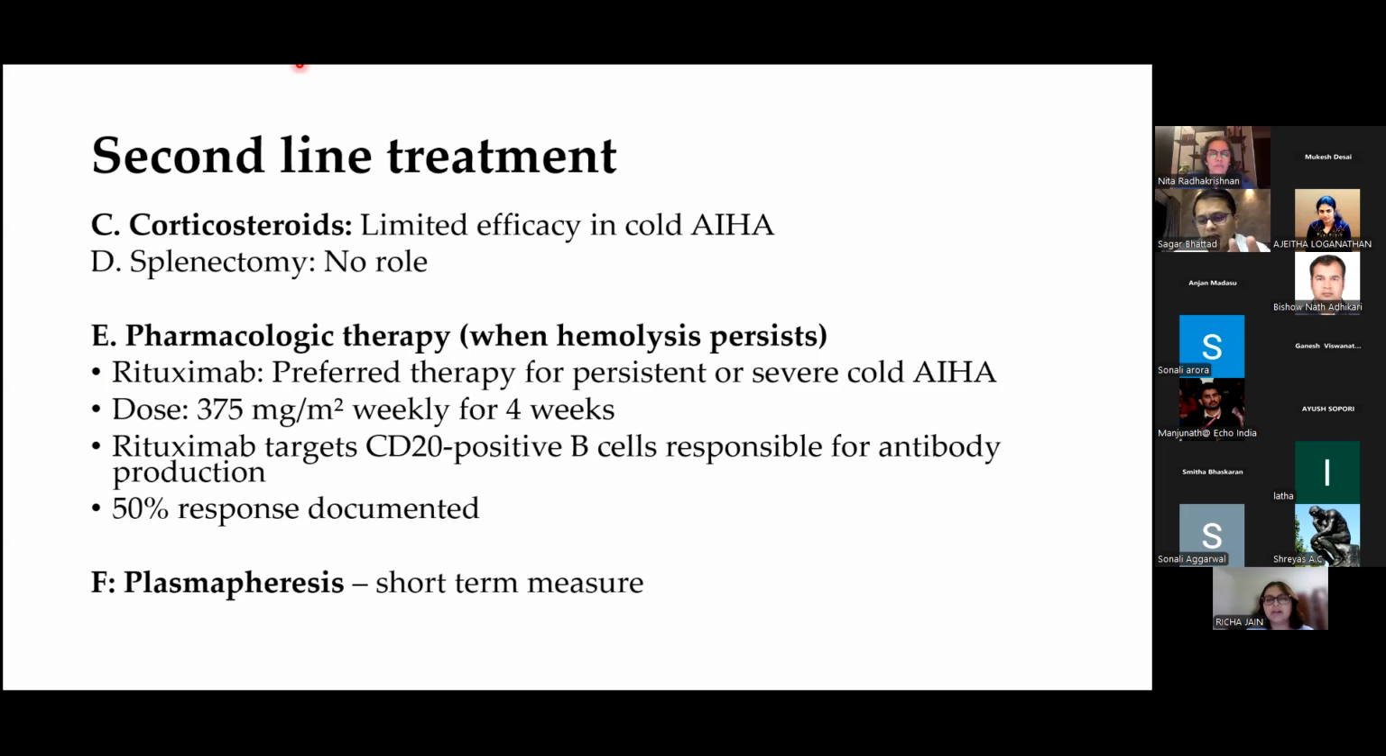It's a short-term measure, because you're removing the antibody, but then again the antibody will be produced. So that's a different thing. You need to identify the source and then treat that. But for a critical scenario, when the patient is not responding, a few sessions can be done. I personally have not used plasmapheresis much. I have used PLEX in only a couple of cases, and I think this was one of those children who did improve after that.